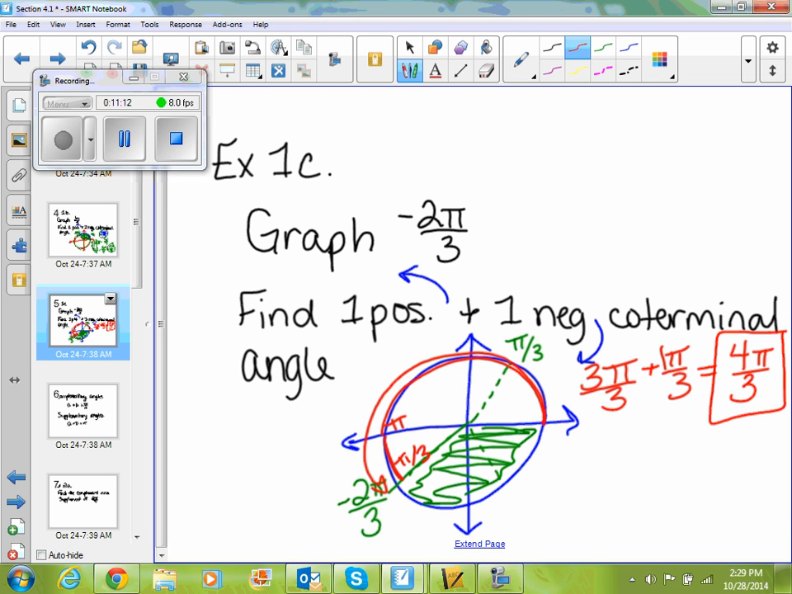Why is that? Because that's my angle measure, because I had to go backwards, because it was negative. So then to find my negative angle, I go backwards. So my negative angle remains the same at negative 2 pi over 3. So a lot of times your angles will remain the same.